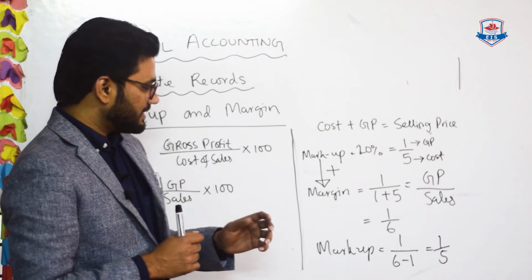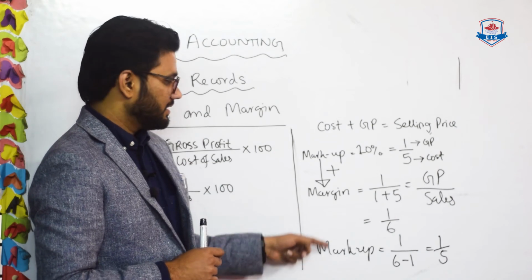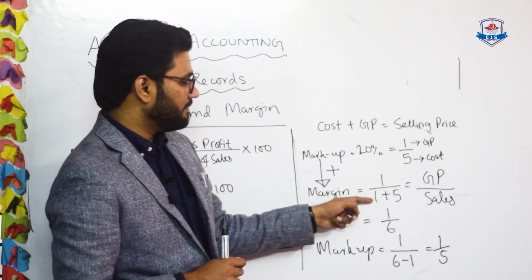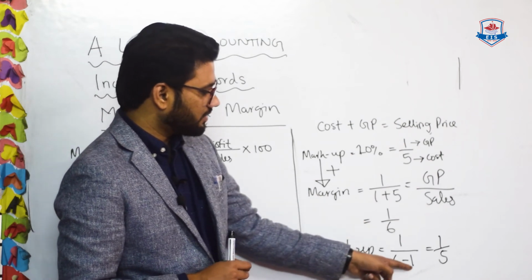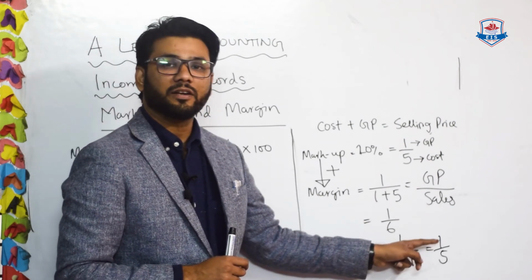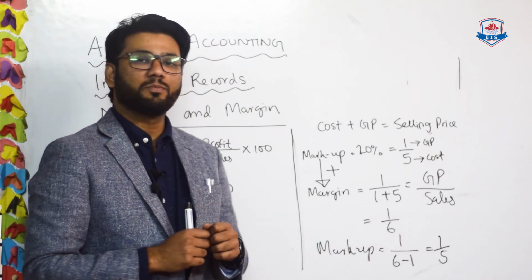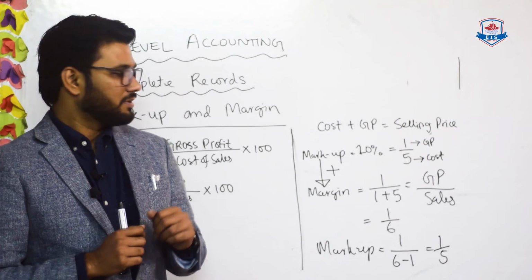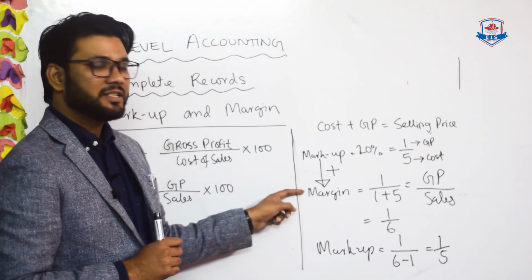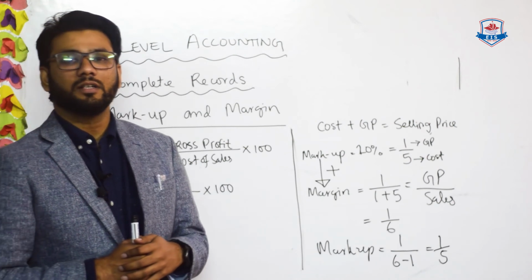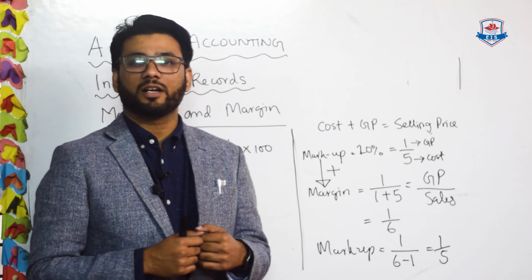So now you can easily understand how to convert markup to margin and margin to markup. From markup to margin, you added because you are trying to find out the sales. From margin to markup, you deduct the gross profit from sales because you are trying to find out the cost. So that's how you can easily convert markup to margin and margin to markup. And always remember that markup is applied on cost and margin is applied on sales to find out the gross profit. Dear students, I hope you have understood today's topic on markup and margin.